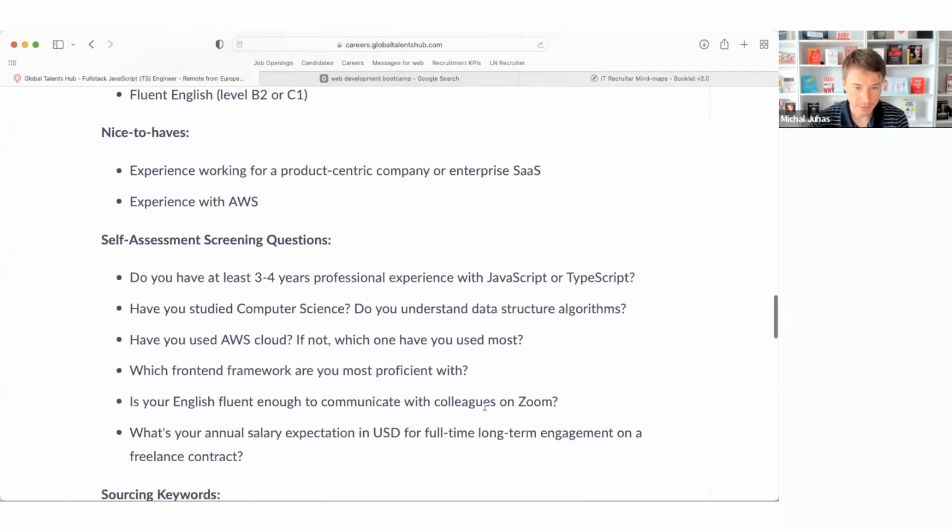So I also wrote a few self-assessment screening questions, as usually, to help the candidates self-identify if this would be a good opportunity for them. So first, do you have at least 3-4 years experience with either JavaScript or TypeScript? That's very straightforward. Have you studied computer science? Yes or no? Do you understand data structure algorithms? So, they either have studied computer science or they have learned data structure algorithms on their own.